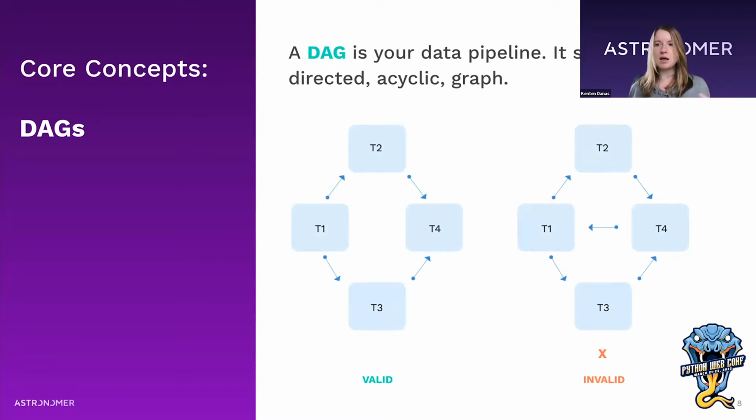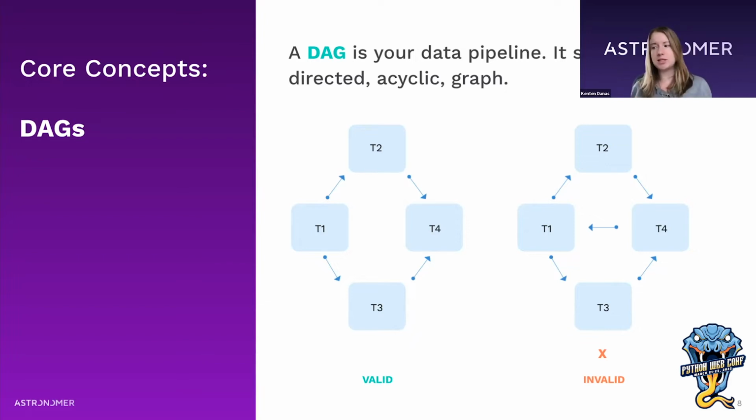And the most core concept, or the highest level core concept, I should say, within Airflow is your DAG. A DAG is your data pipeline. It stands for Directed Acyclic Graph. You can think of each node in that graph as a task and each edge as a dependency between tasks. And the only rules for a DAG are that your tasks flow in one direction and have no loops. So hence the directed acyclic part.